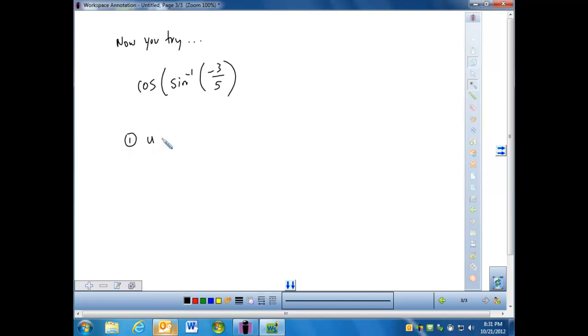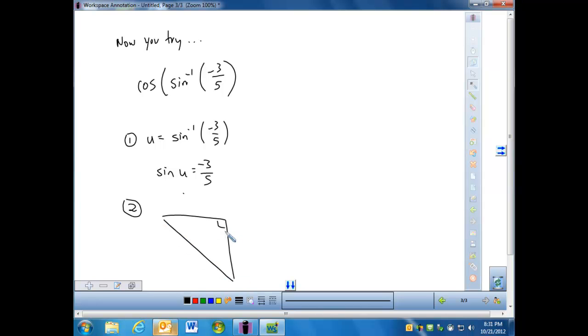Alright, hopefully you've tried it. Let's see if what I'm doing matches up to what you did. Remember, we're going to let u represent the innermost function here, the g of x, if you will. If u equals the inverse sine of negative 3/5, if I take the sine of each side, the sine of u equals negative 3/5. I'm going to draw that now.